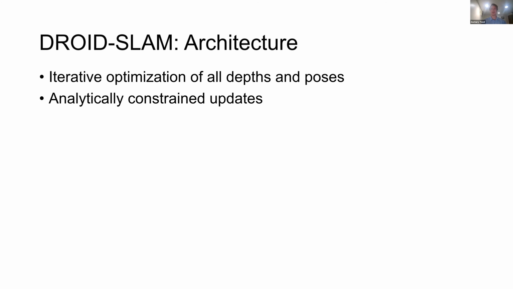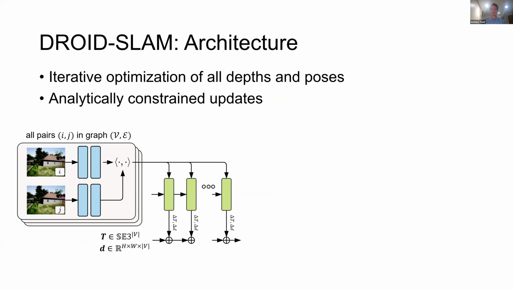So this is what our DROID-SLAM architecture looks like. DROID-SLAM performs iterative optimization over all depths and camera poses, and it does this using analytically constrained updates. Just like RAFT, we start by extracting features from each input image and then build a correlation volume. However, instead of operating on a pair of images, we're operating on a video consisting of maybe even 1,000 images. First we extract features, and we build a correlation volume for each edge in this visibility graph.